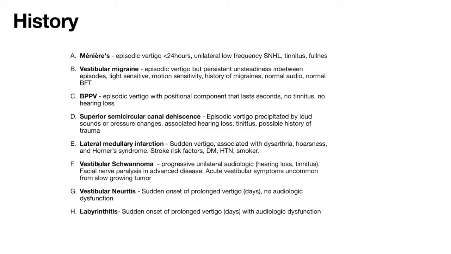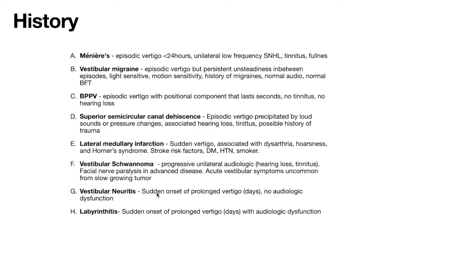Vestibular schwannoma could present as a progressive unilateral sensorineural hearing loss. Typically, you could have unilateral tinnitus, and facial nerve paralysis in advanced cases. Acute vestibular symptoms like this man had are uncommon from a slow-growing tumor, because there are compensatory mechanisms that the brain employs with a gradual loss of vestibular function, but not audiologic function.